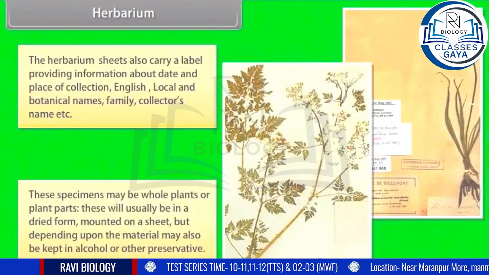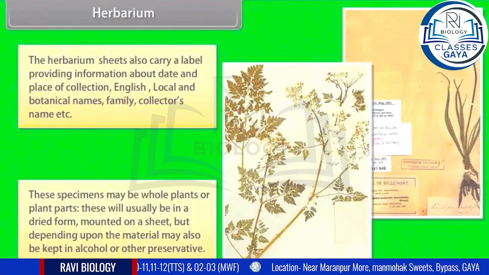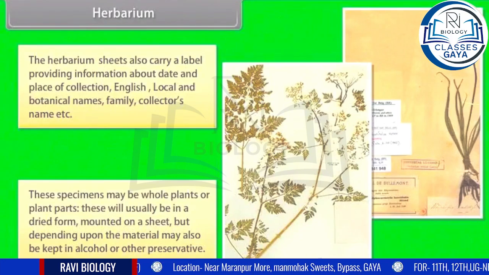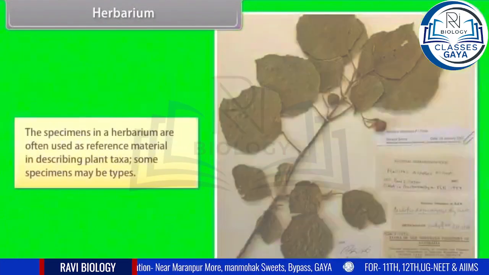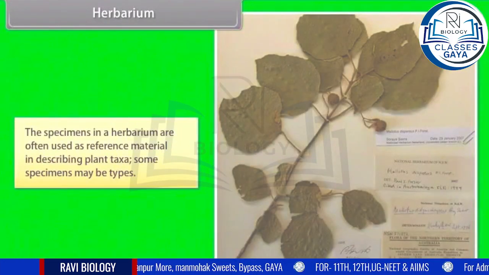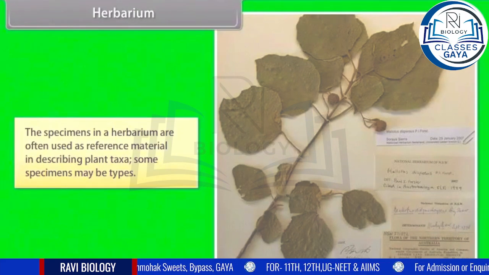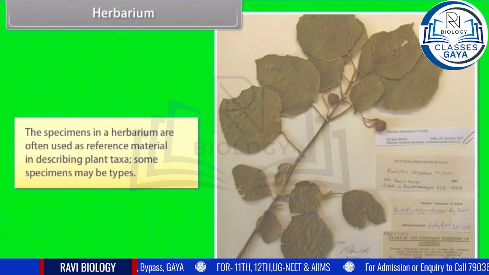These specimens may be whole plants or plant parts. These will usually be in a dried form, mounted on a sheet, but depending upon the material may also be kept in alcohol or other preservatives. The specimens in a herbarium are often used as reference material in describing plant taxa. Some specimens may be types.